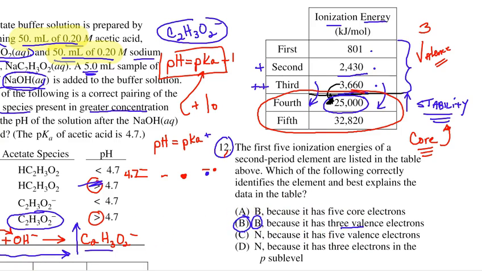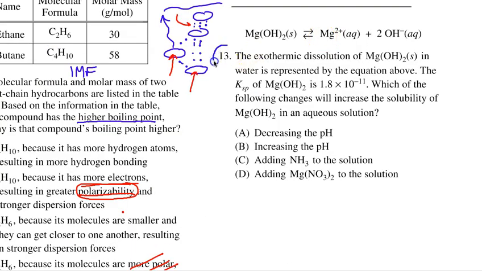Number 13. Number 13 states the exothermic dissolution. We've seen this pop up before, and it just means that something is dissolving in water. Okay, so you'll see that word pop up again. Is represented by the equation above. And we've seen in part 2 in our practices where they've asked you to write the dissolution of different compounds. And here in part 1 in this test, they're giving you the example. So whatever we're working on in multiple choice, hope you can start to see that we're seeing the same thing in part 2.